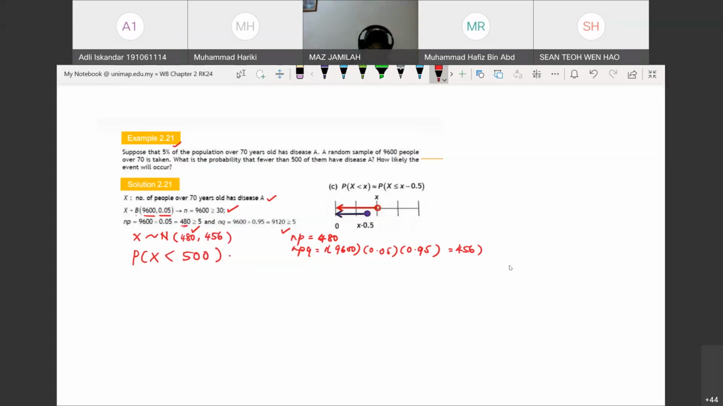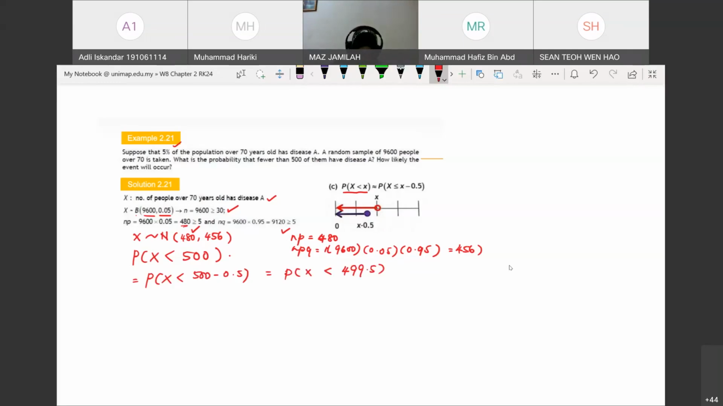Now, looking at the correction factor that we need to take into account, that will be less than x. So you are going to put it this way: P(X less than 500 minus 0.5) becomes P(X less than 499.5). Okay, so each of these steps will give you marks.